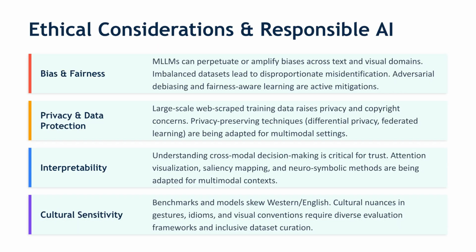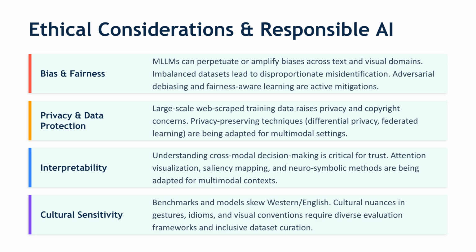As we advance MLLM capabilities, we must also address the ethical considerations and responsible development practices. Bias and fairness is a major concern. MLLMs can perpetuate or amplify biases present in their training data across both text and visual domains. Imbalanced datasets lead to disproportionate misidentification of underrepresented groups. Active mitigations include adversarial debiasing and fairness-aware learning objectives. Privacy and data protection raise important questions. Large-scale web scrape training data inevitably contains private information and copyrighted content. Privacy-preserving techniques like differential privacy and federated learning are being adapted for multimodal settings, but this remains challenging at scale.